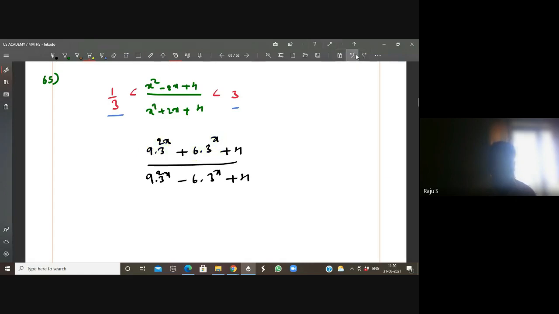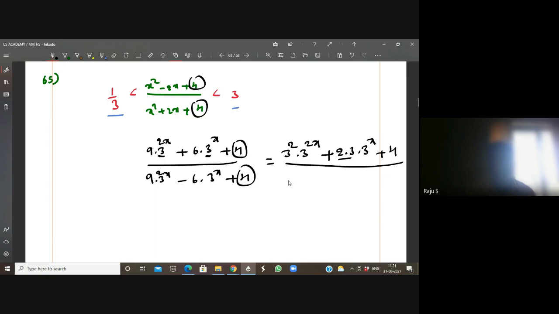Now this is equal to, I'm going to change it in this form. See here, the base is 3, here also the base is 3. 9, I write as 3 square into 3 power 2x. 6, I write as 2 into 3 power x, 2 threes are 6, plus 4. Here 4, here 4, that is fixed. Here also 9 can be written as 3 square, 3 power 2x minus 6 can be written as 2 into 3 power x plus 4.